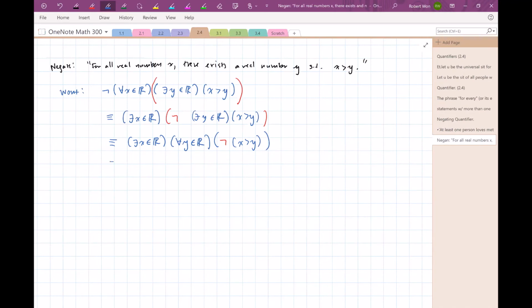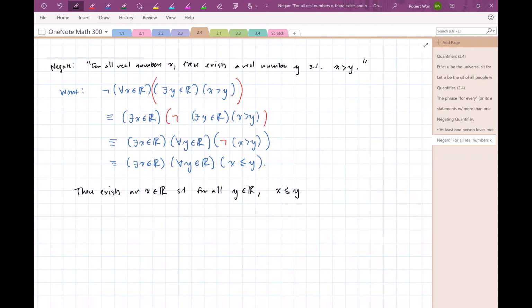But then we said that you should always try to write the most natural negation of a statement. And the most natural negation of x is greater than y is probably x is less than or equal to y. So I would say that a nice negation of this is: there exists a real number x in R, such that for all real numbers y, x is less than or equal to y.